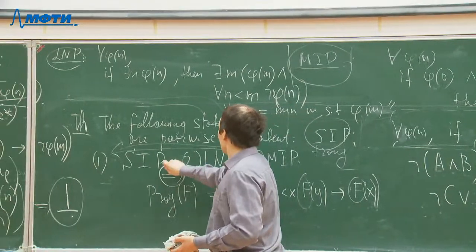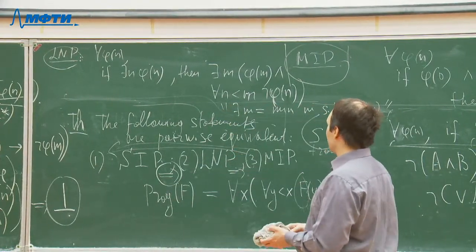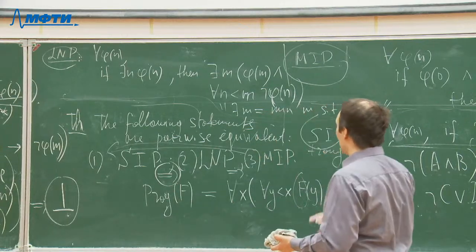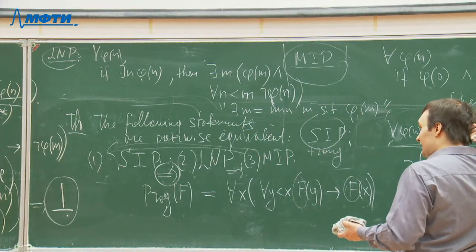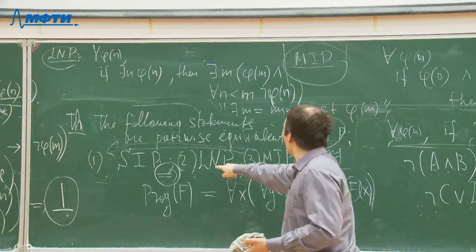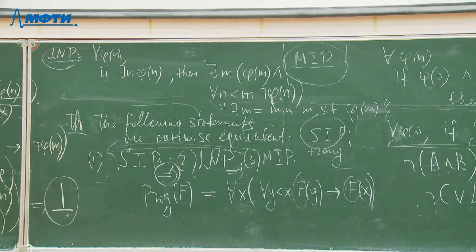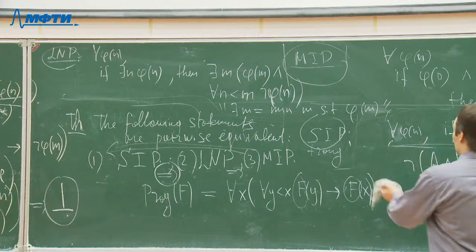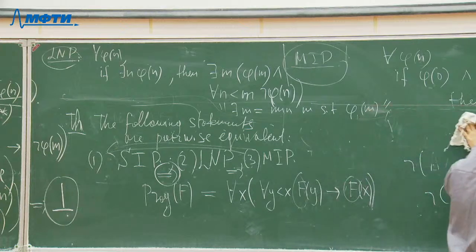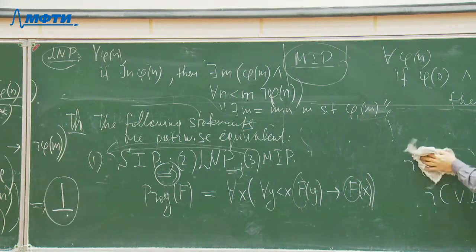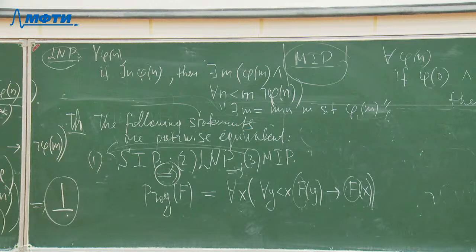okay, now this is done. Let's prove that from the least number principle, it follows MIP. It follows our plain induction. Here we don't need SIP, so we may safely erase it.